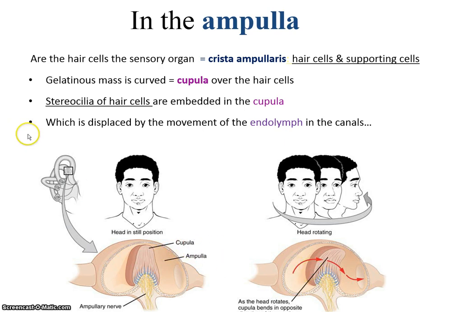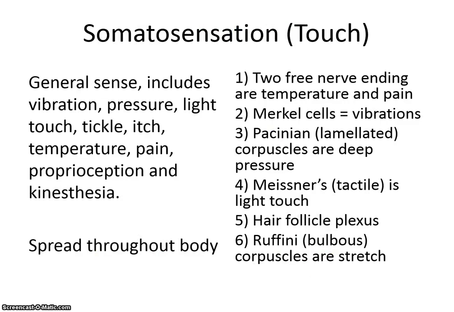And so this is displaced because the fluid moves it. So as you rotate your head, this endolymph starts moving and causes a specific bending of the hair cells. So on the next video, we'll talk about some of your general senses, and then finally sight.